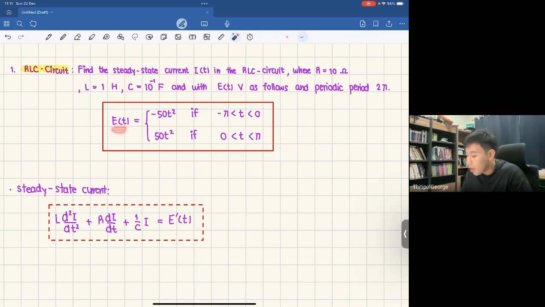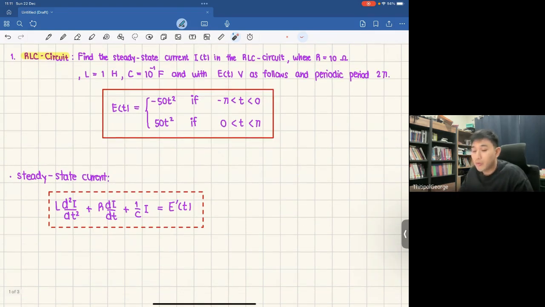E(t) is provided as two functions over time intervals. The first one, if t is in between negative pi and 0, E(t) is going to be negative 50 t squared. And while t is in between 0 and pi, the function is going to be 50 t squared.